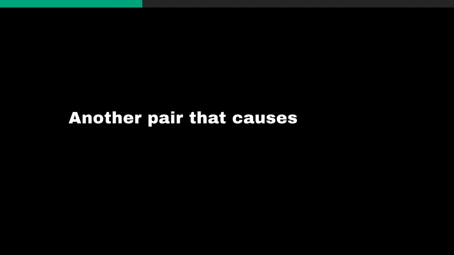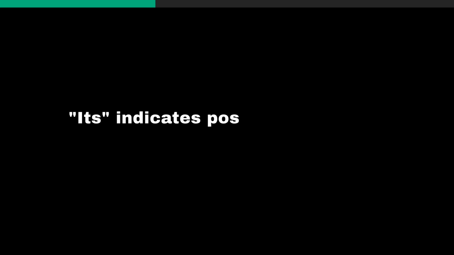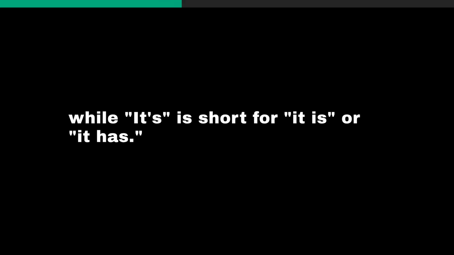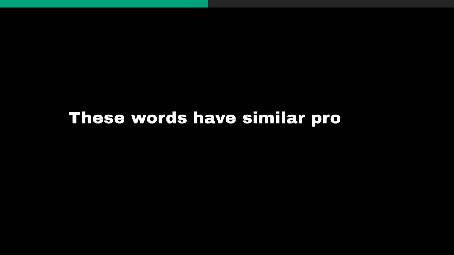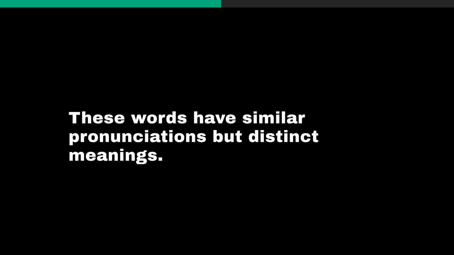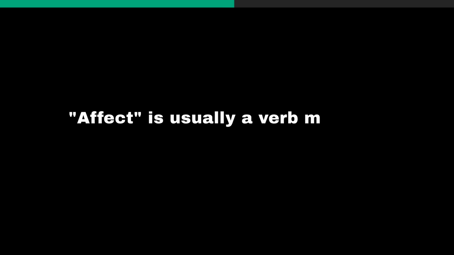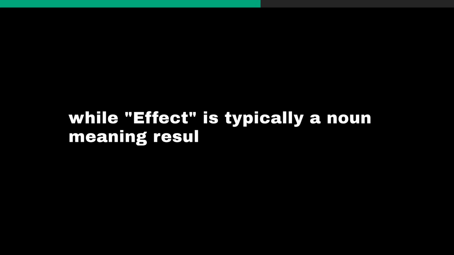Second, its and its. Another pair that causes confusion. Its indicates possession, while its is short for it is or it has. Third, effect and effect. These words have similar pronunciations but distinct meanings. Effect is usually a verb meaning to influence, while effect is typically a noun meaning result.